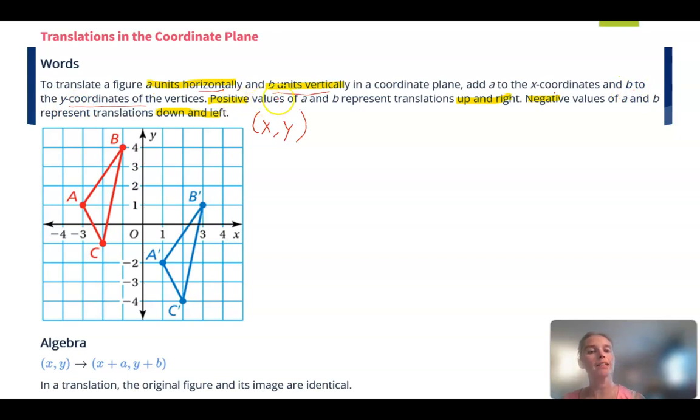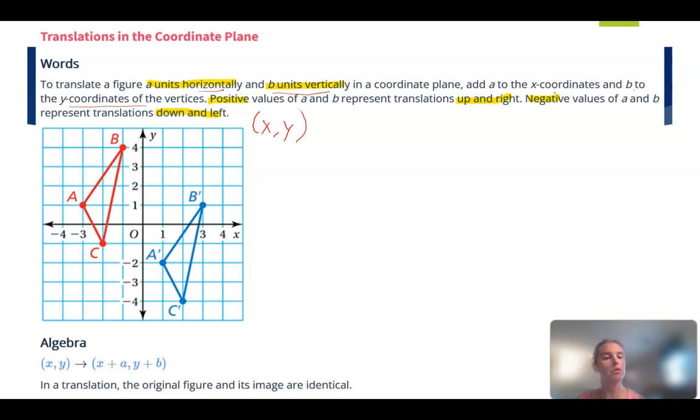Notice here, if there's positive values of A or B, that represents movements up and right. If they're negative values of A and B, then things are moving down and left. Those are the two directions. Basically, A is going to be left-right, B is going to be up-down, depending on whether it's positive or negative.